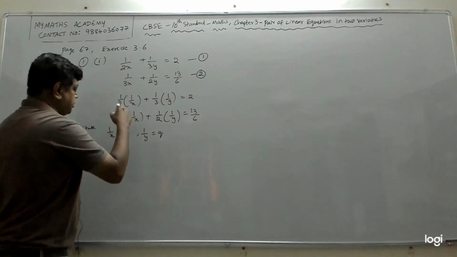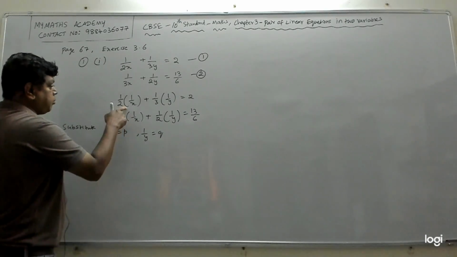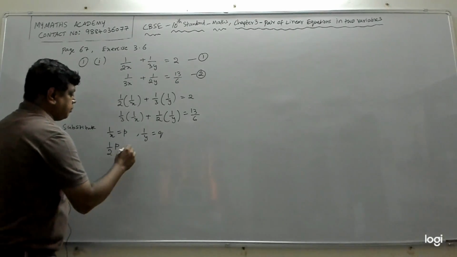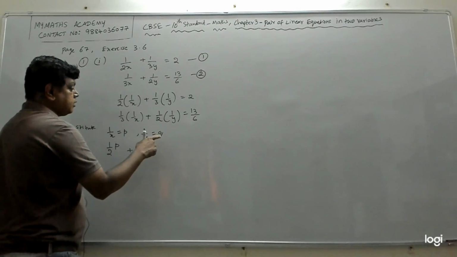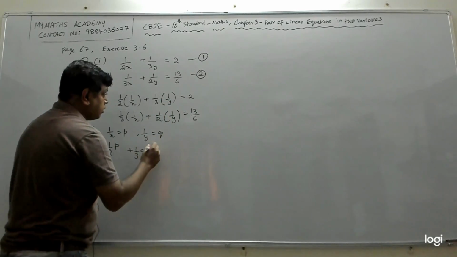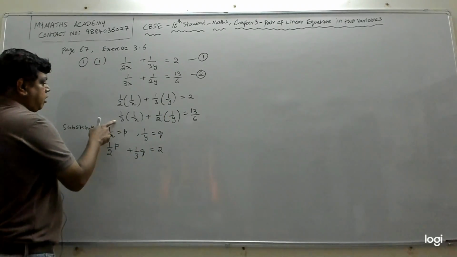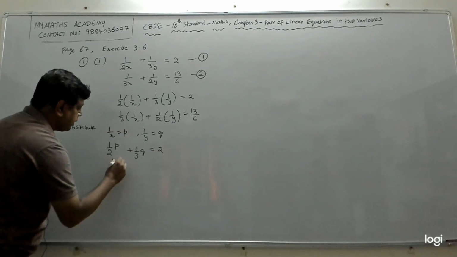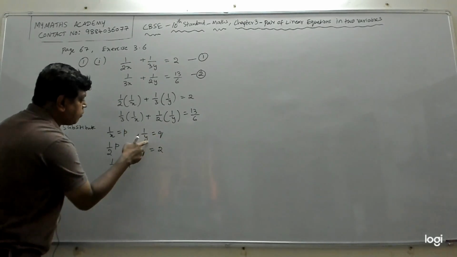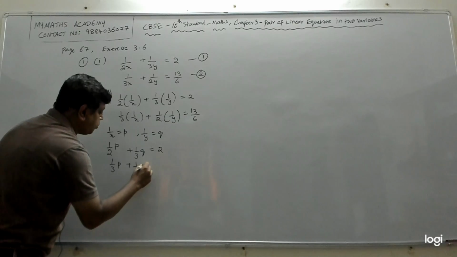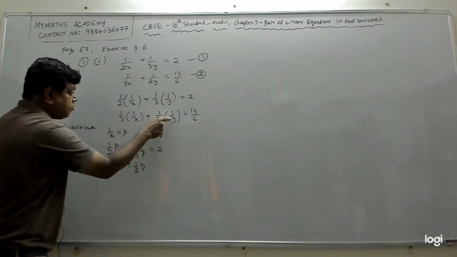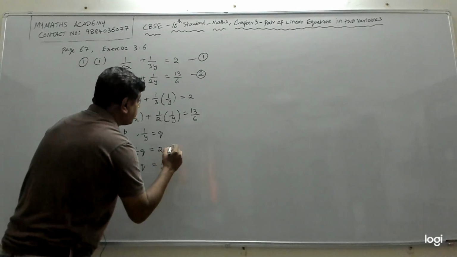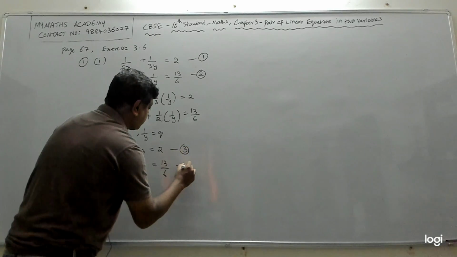Then what does it become? The above equation becomes 1 by 2 of, what is 1 by x? 1 by x is p, so p, plus 1 by 3 of, what is 1 by y? That is q, so q equal to 2. Now again 1 by 3 of, in the place of 1 by x, I'll put p, plus 1 by 2 of 1 by y. 1 by y is q, so 1 by 2 of q. So I'm substituting that, and this becomes 13 by 6.